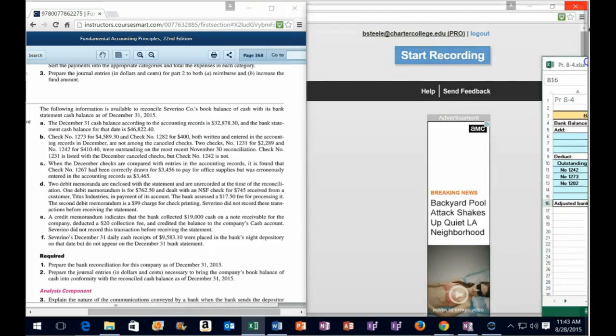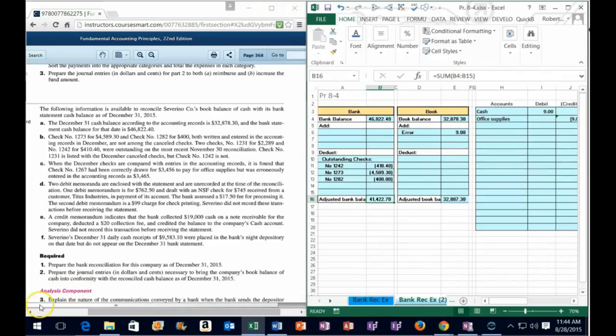I'm going to left click here, going to drag it, move it to the right, and move to the next item. Item D says 2 debit memoranda are enclosed with the statement and are unrecorded at the time of the reconciliation. 1 debit memorandum for $762.50 and dealt with an NSF, not sufficient funds, check for $745 received from a customer in payment on its account. So, and then they assessed a $17.50 fee for processing it.